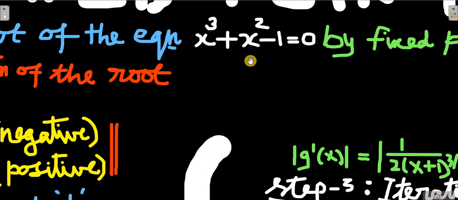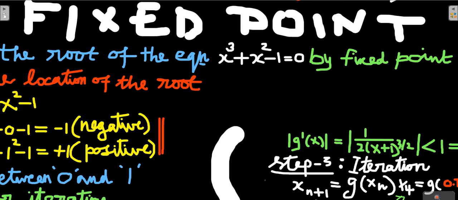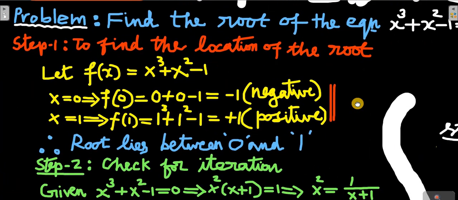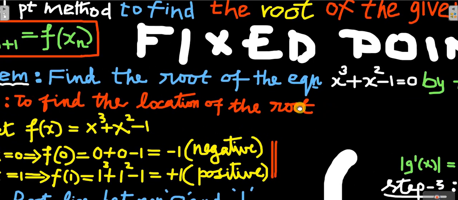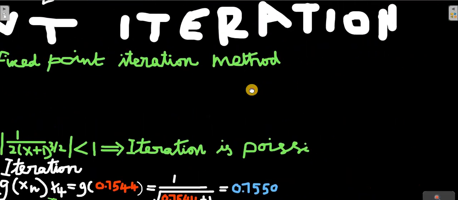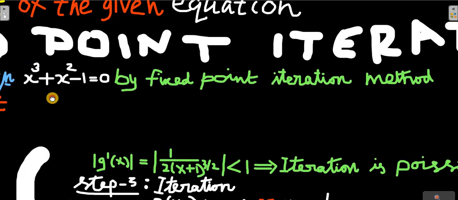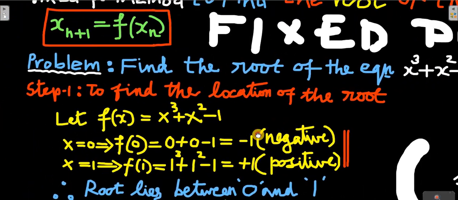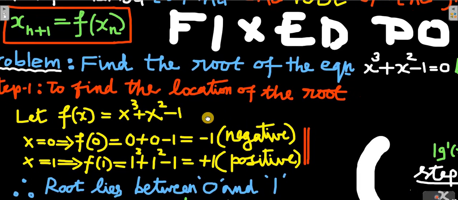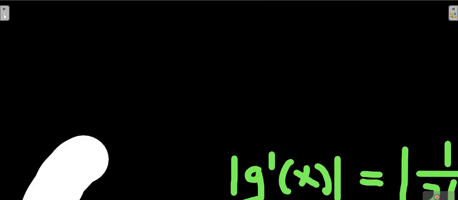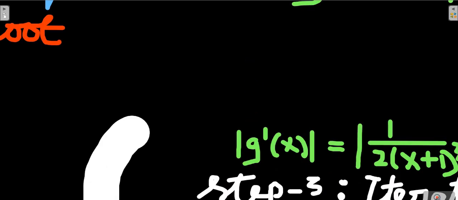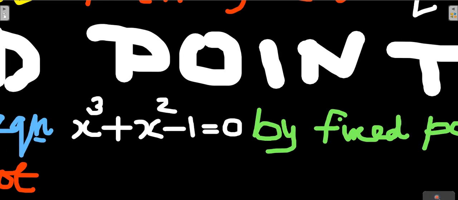So by what method are we going to solve the problem? By the fixed point iteration method. So the given equation is x cubed plus x squared minus 1 equals 0. This is the equation given to us.